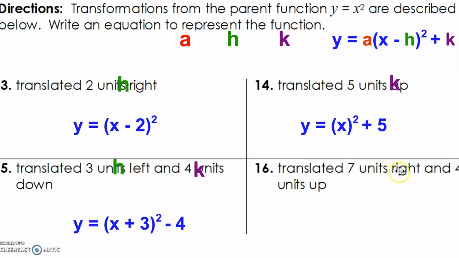Translating 7 units to the right and 4 units up. I know to the right is going to be my h value, and up is going to affect my k value. So I know up means this is a positive 4, to the right means this is a positive 7. So I have x minus h, so x minus a positive 7 squared plus 4.